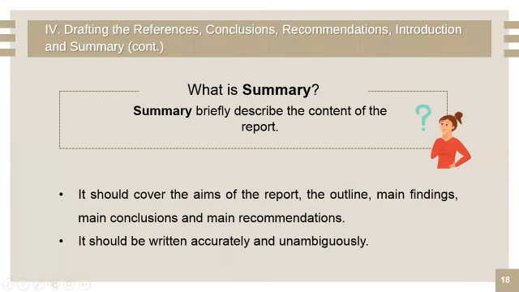What is a summary? A summary briefly describes the content of the report. It should cover the aims of the report, the outline, main findings, main conclusions, and main recommendations. The overall opinion should be written accurately and unambiguously. Also, remember that the summary is the first thing that the reader reads, so it should provide the reader with a clear and helpful overview of the content of the report.